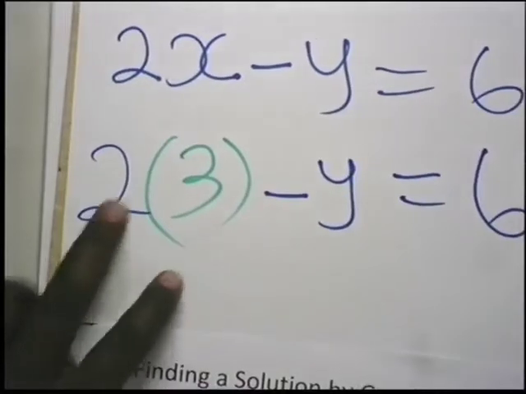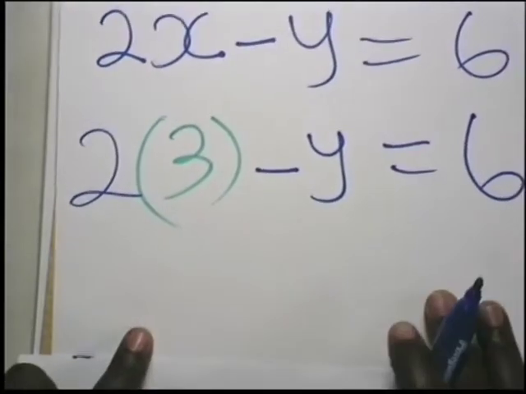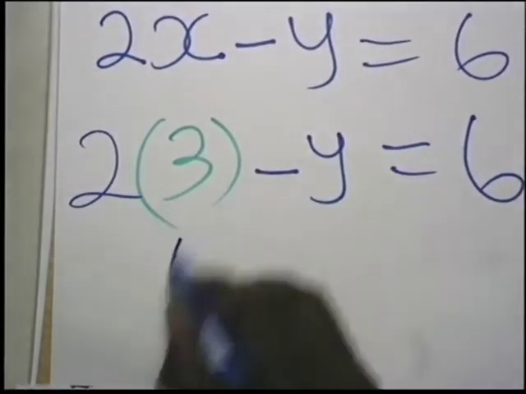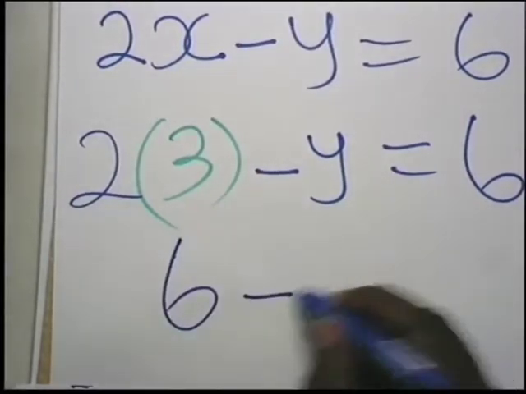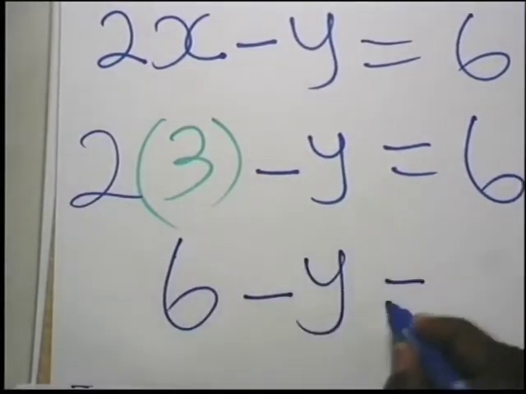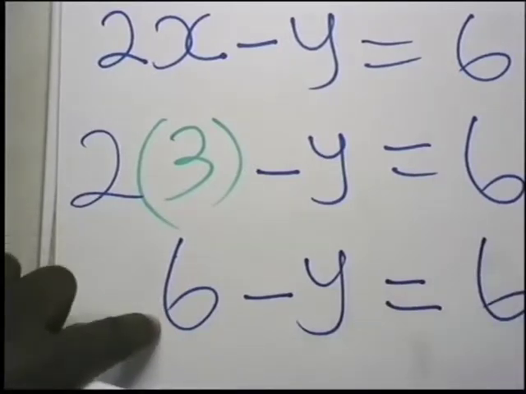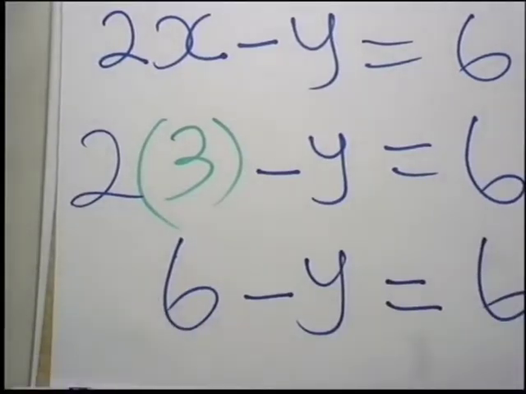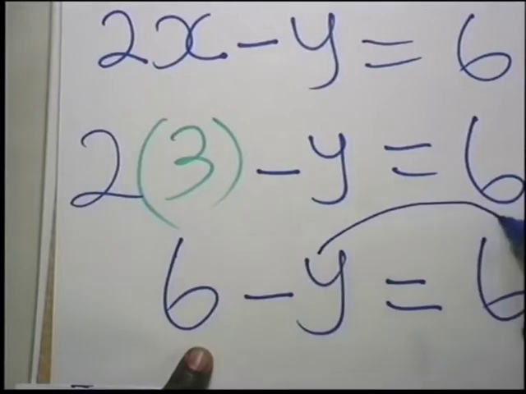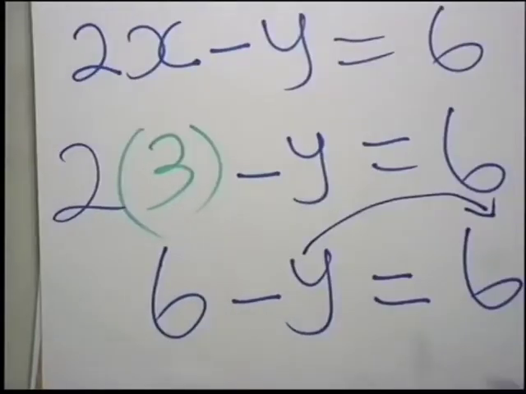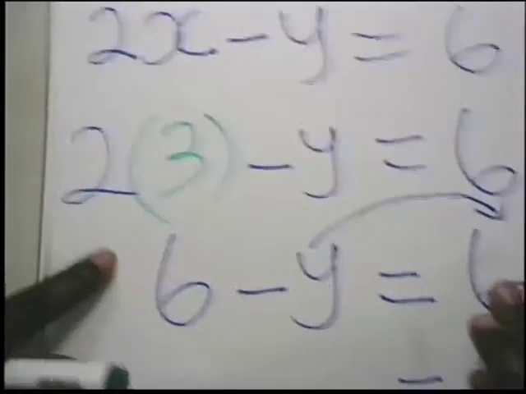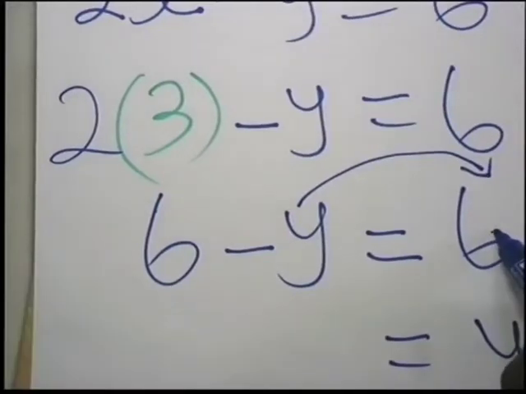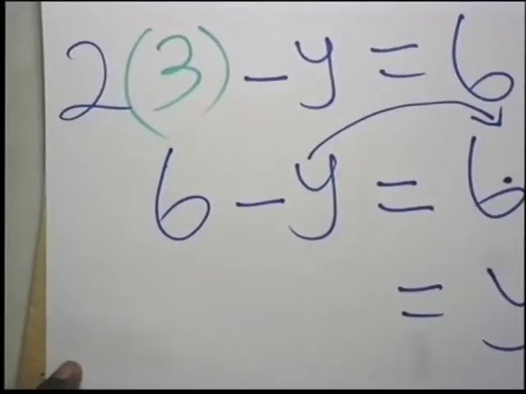Why did I do that? Because I knew this one is going to be 6. So we remain with 6 minus y equals 6. For me to remain with a y, I can take this y to the other side, such that it becomes a positive y. This 6, I'll take it to the other side of the equation, then it becomes a minus 6.